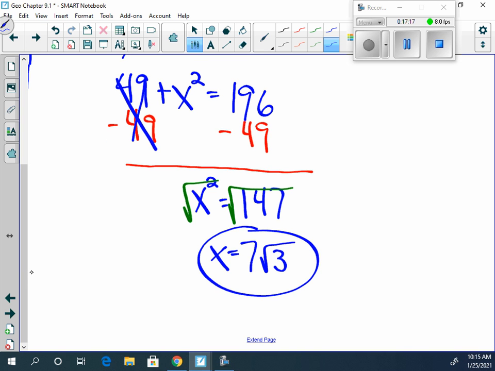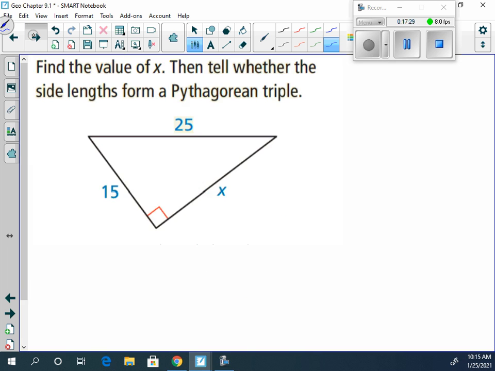Okay. Now is this Pythagorean triple? No, because we have the radical. So it's not a Pythagorean triple. Okay. Let's look at this one here.